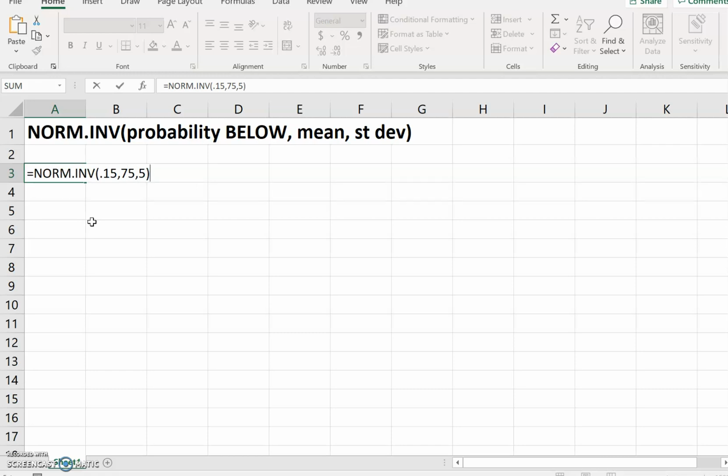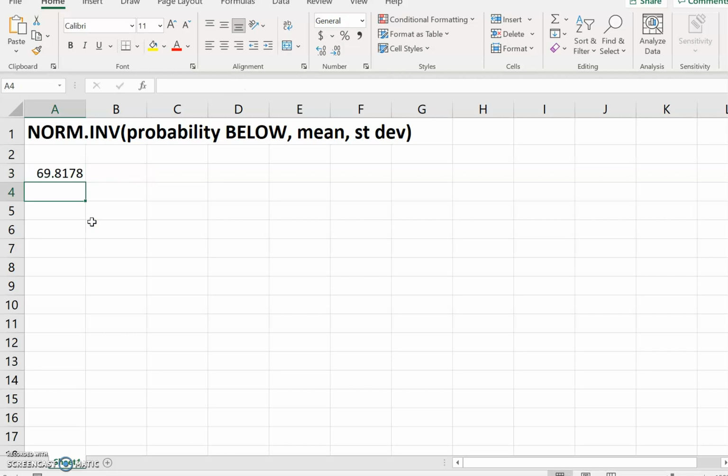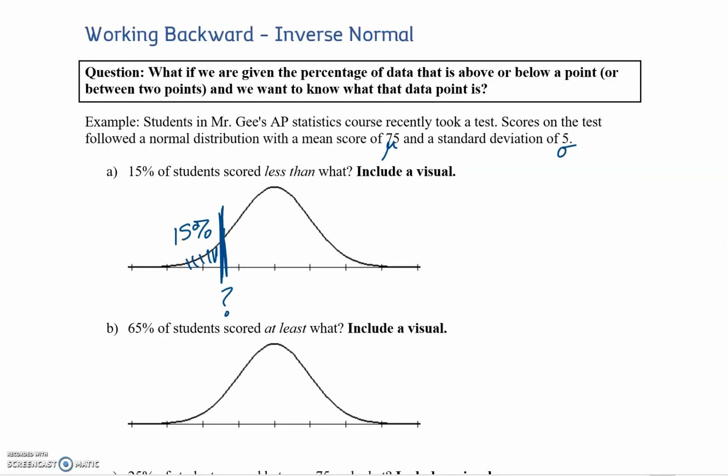We don't need to say true, false. And this one's going to say 69.8178. Right? So if we're rounding to the nearest whole number, we could say 70. If we want to round to a couple decimal places, that's fine too. Maybe the score isn't all whole numbers, so we could say 69.8, let's say. So 69.8, right? So 15% of students scored less than 69.8 on this test.